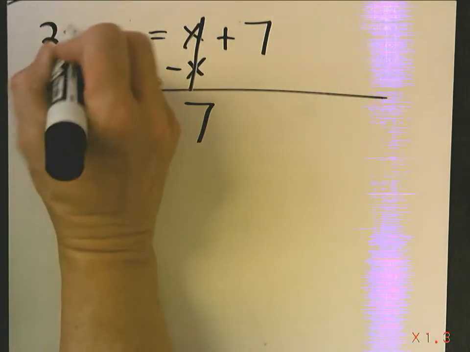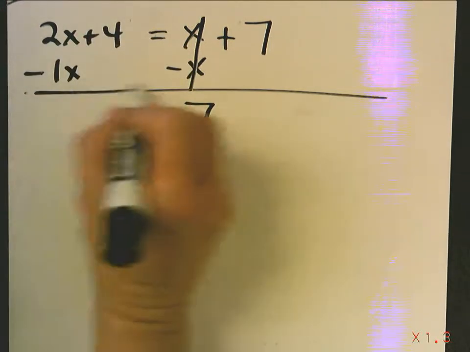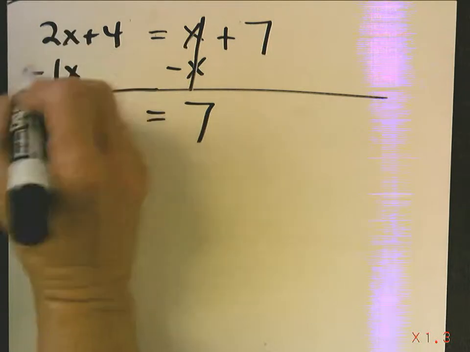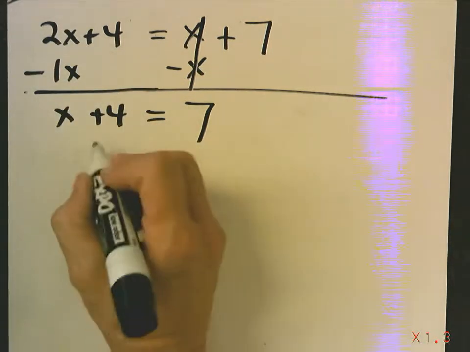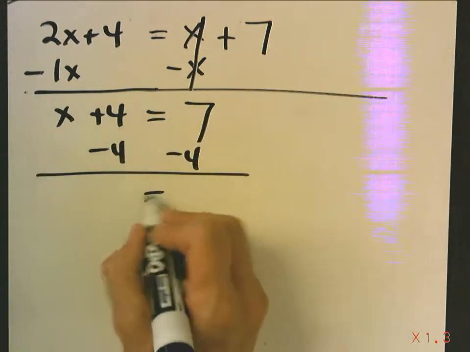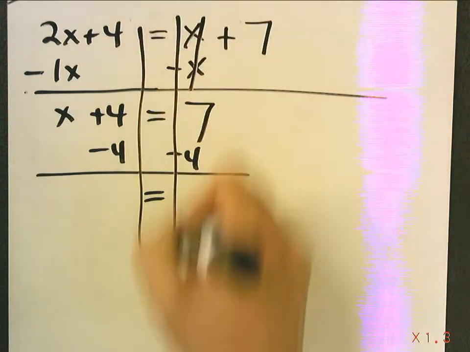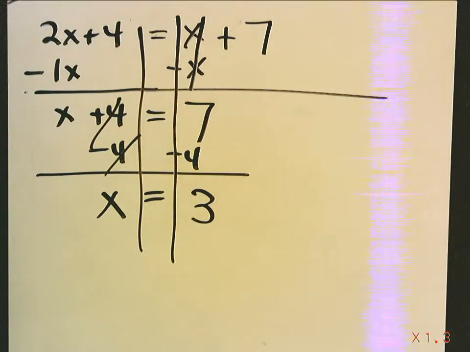If this is 2x plus 4 and I'm subtracting an x, I'm really subtracting a 1x. So 2x minus 1x is x. So now I have x plus 4 equals 7, minus 4, minus 4. Notice I'm keeping my equal sign in line, and I get x equals 3.